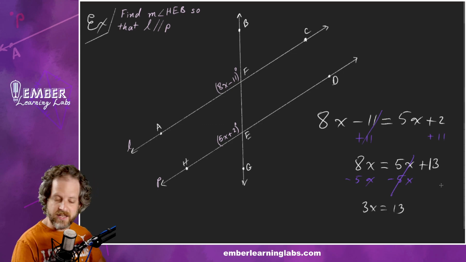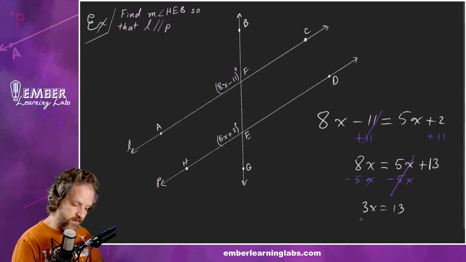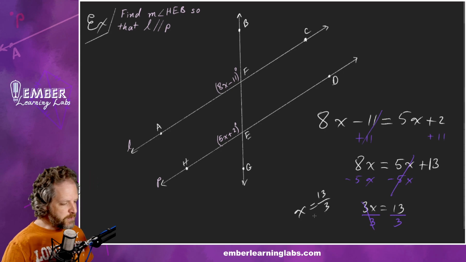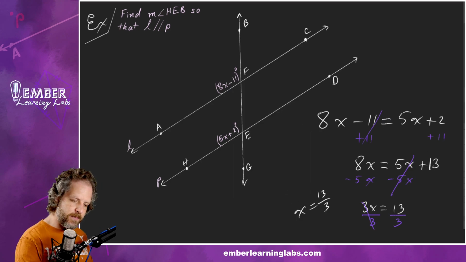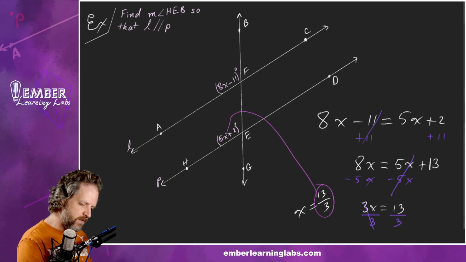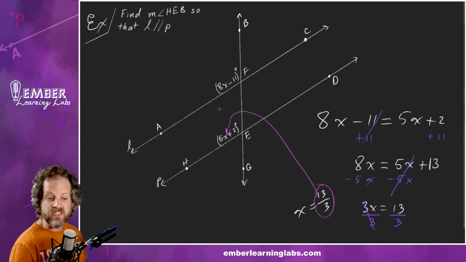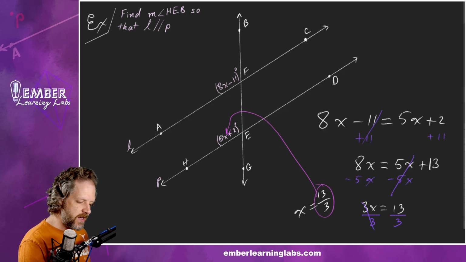How is that 3 attached to the x? It's multiplied. How do we get rid of it? We divide. Right, divide by 3, divide by 3. That cancels. So x equals 13 thirds. Now, we're supposed to find the measure of the angle, so what we've got to do is substitute this mess in over here. You can actually do it in either one since they're congruent, right? But we'll just plug it into this one.